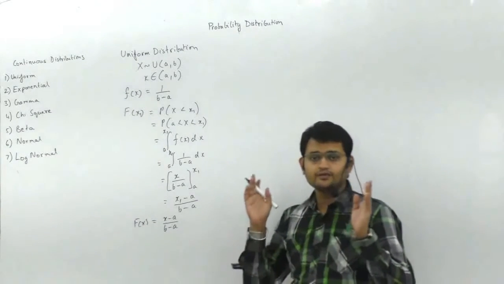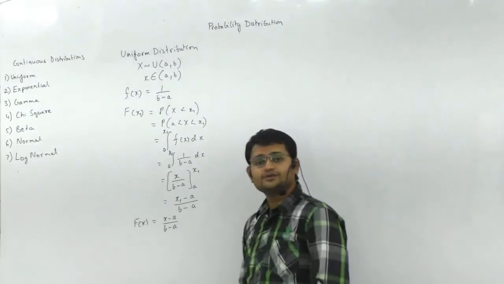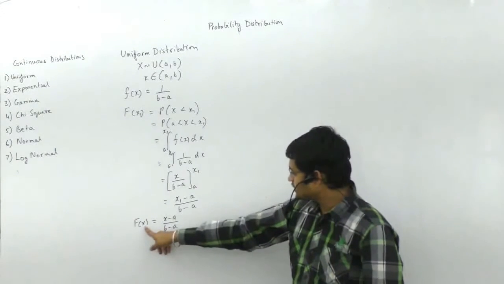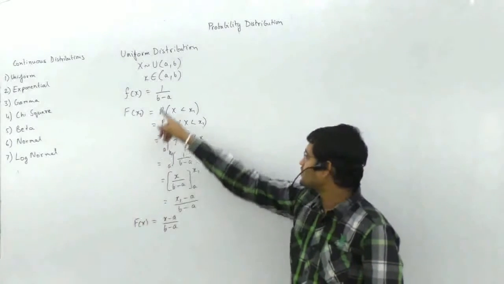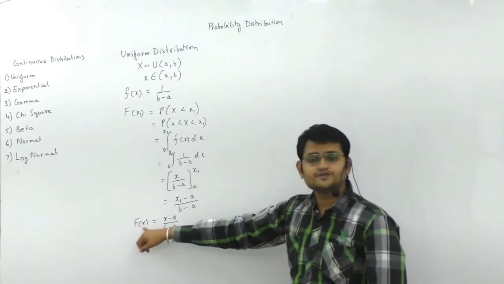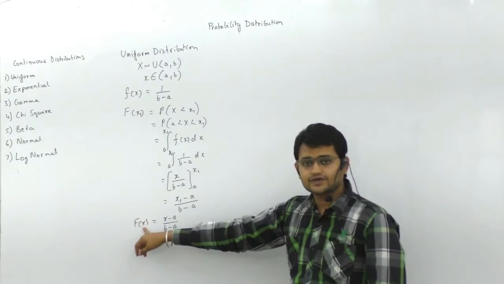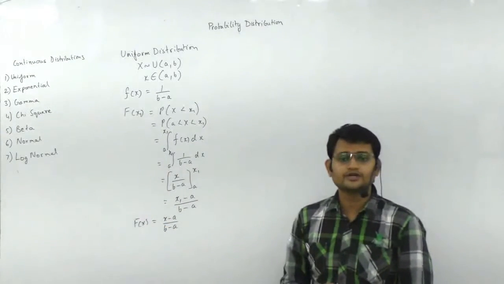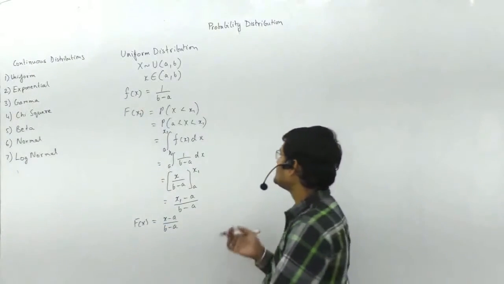So if we want to find probability in a continuous distribution, we'll always have to find probability over a range. This is going to give me the range from the lowest value, which is a, to this particular general value x. We can substitute different values of x here and we can find different probabilities using this formula.